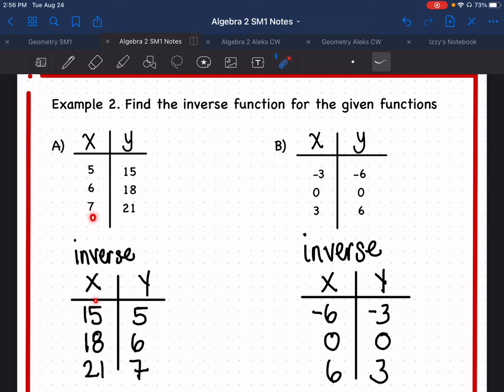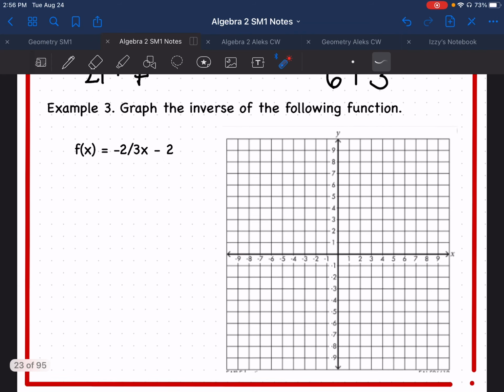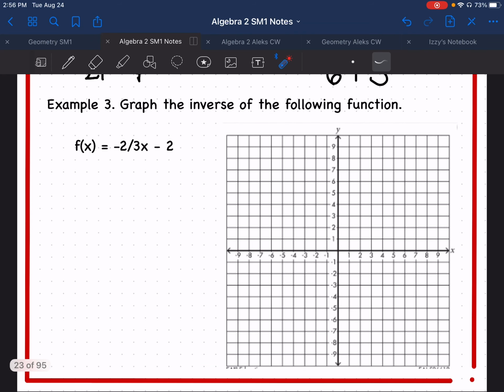Domain, domain, range, range. Take a look at what happened. Your domain becomes your range, and your range becomes your domain for your inverse. They just simply switched. Happened again. Domain becomes range becomes domain.